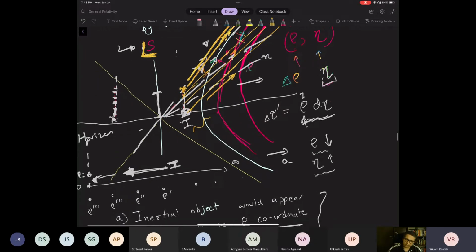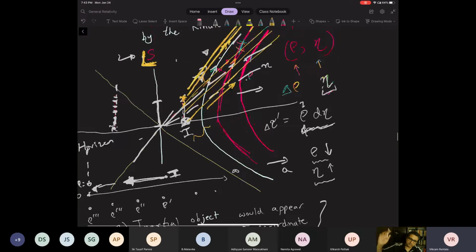Okay, and all the signals that you're sending to those observers who are far away are getting redshifted. Anything that you send is getting stretched to longer and longer wavelengths. The closer you get to this Rindler horizon, the more stretched those signals are to any particular Rindler observer.